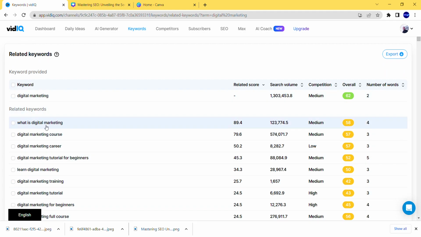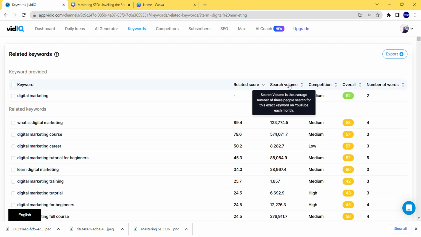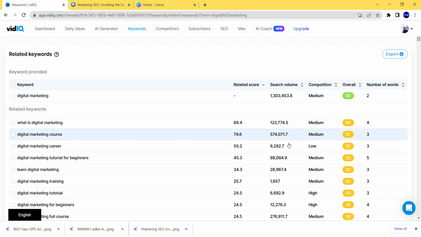You see these people always search: what is digital marketing, digital marketing course, digital marketing career, digital marketing tutorial for beginners, and so on. You see how many people are looking per month. Look at the search volume, so many people. And also competition: you see some are a little bit higher, meaning it is difficult to target. Otherwise, guys, using medium or low competition is the best, because people come to your website. Low competition means the best. And overall, you see, these people are looking.